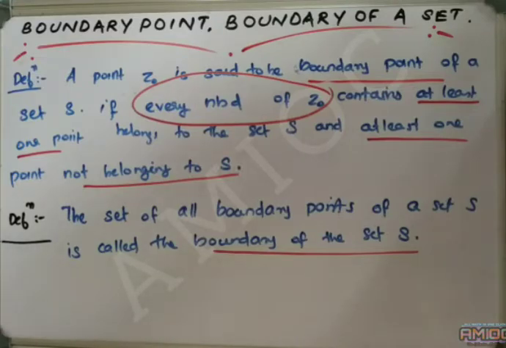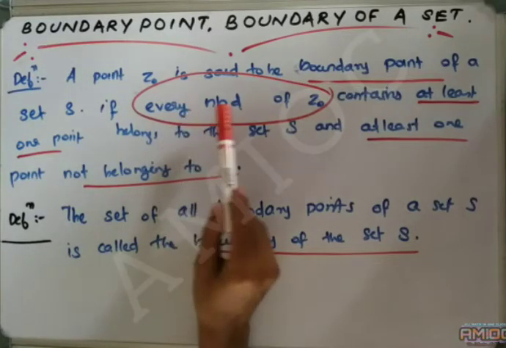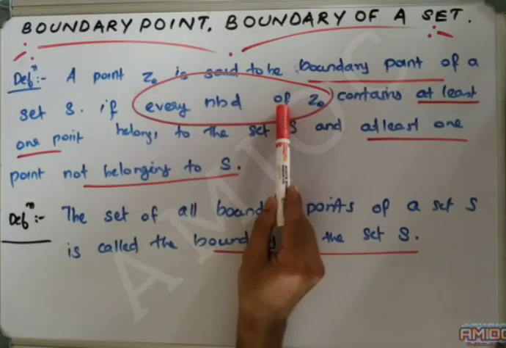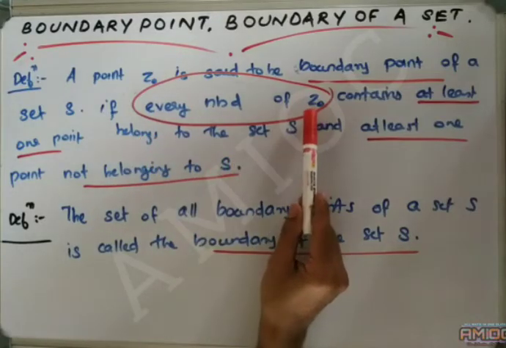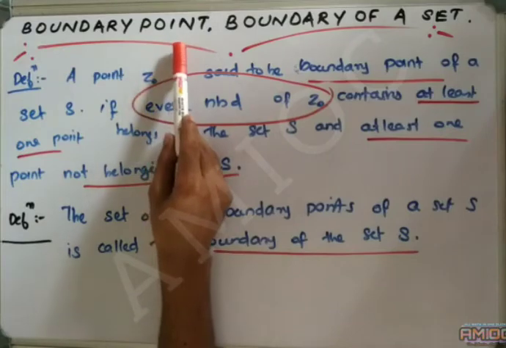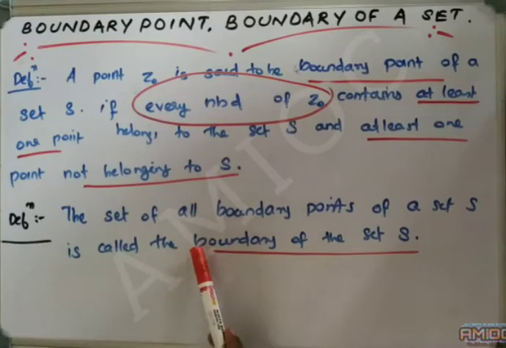So we have defined the concepts of boundary point and the boundary of a set. The first one is boundary point, and the boundary point of a set S is a point Z0 satisfying the property that if we consider any neighborhood of Z0, it must contain at least one point in the set S and at least one point outside the set S, then we say that the point Z0 is the boundary point of the given set S, and the set of all such boundary points is called the boundary of the set S. Now we can look at some examples on boundary points and boundary of the set S.